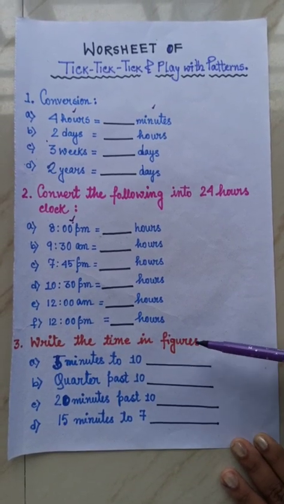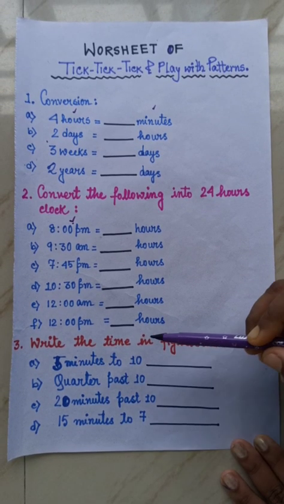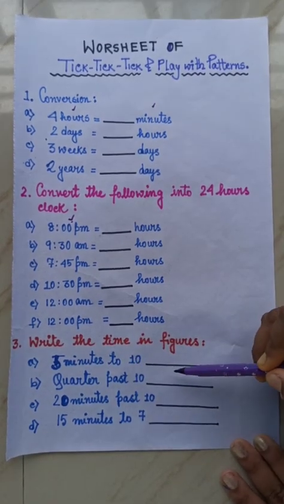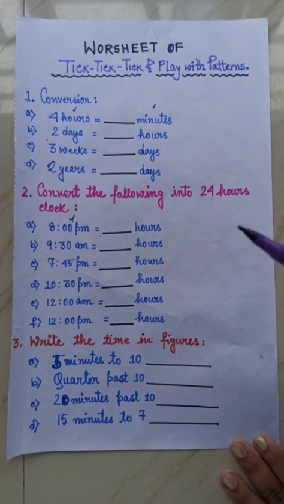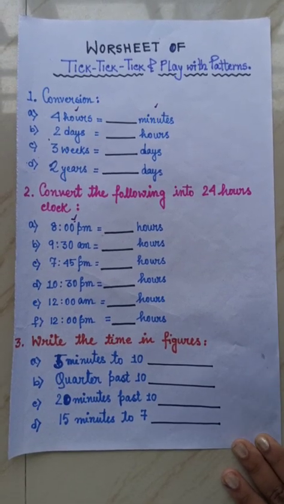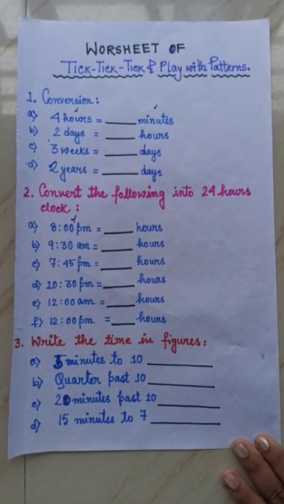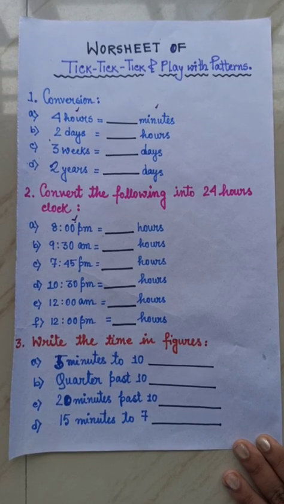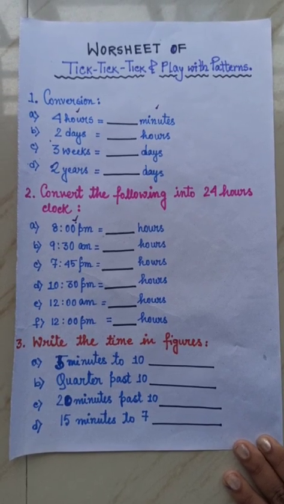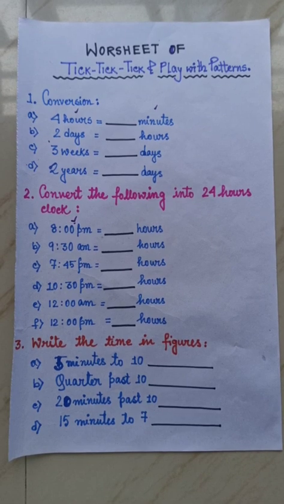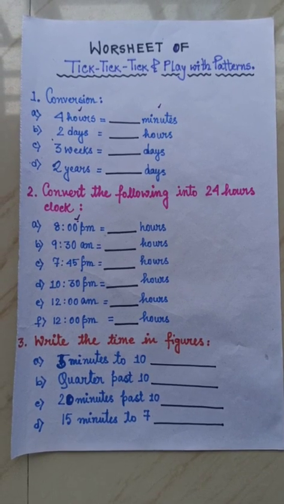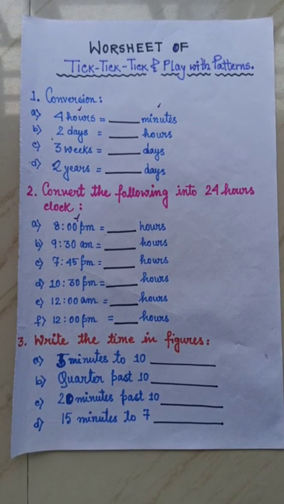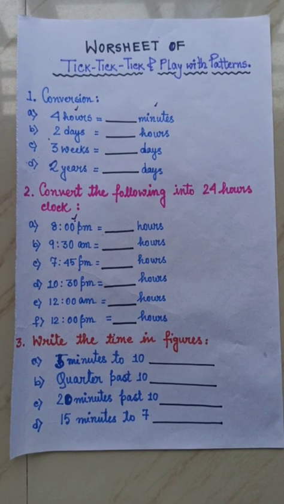Write the time in figures. That means 5 minutes to 10. You have to write this time in figures. 5 minutes to 10 means it has not yet reached 10. It is 5 minutes still left to reach 10, so it will be 9:55. In this way you have to do this.